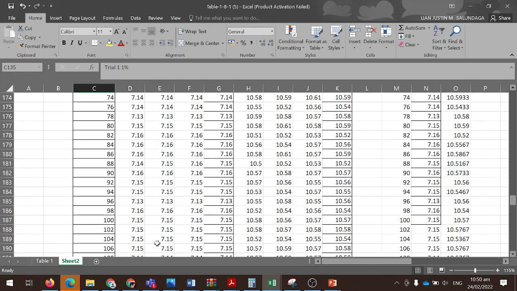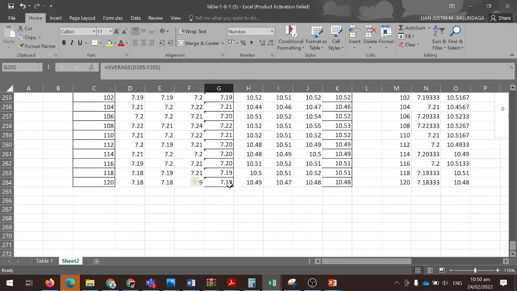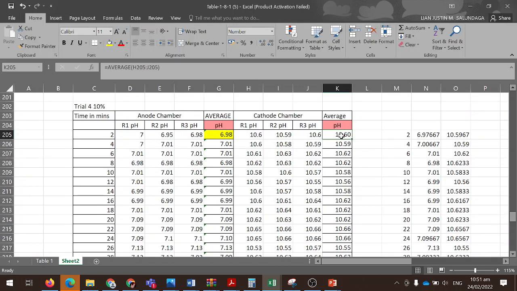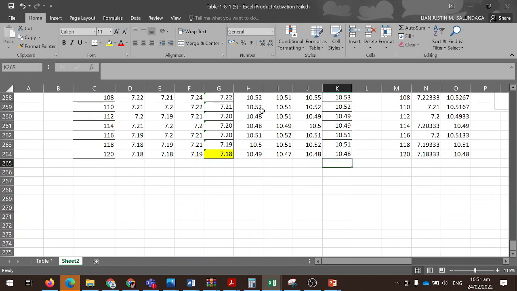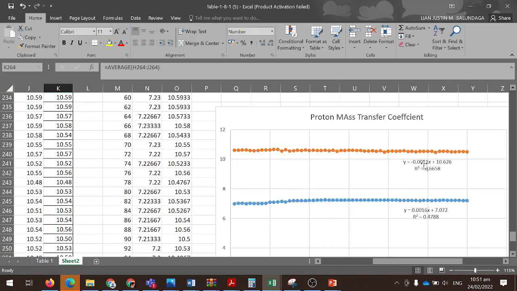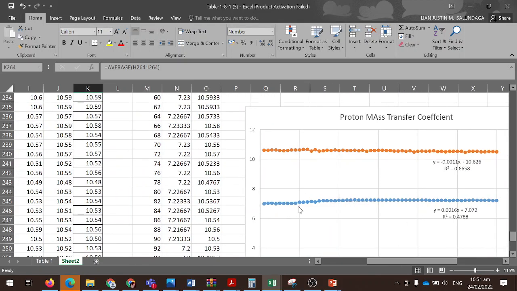And lastly, we have also tested the 10%, which is trial 4, that has an initial pH of 6.98 and a final pH of 7.18. It's much larger than the first one, but the final pH from 10.60 just becomes 10.48, so it decreased by 0.12 only, no? But if you can see, the slope is still negative, so therefore we are on the right track, no? And the slope for the anode chamber is still positive, so therefore the protons are increasing.